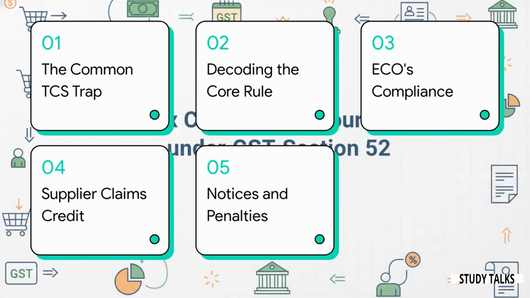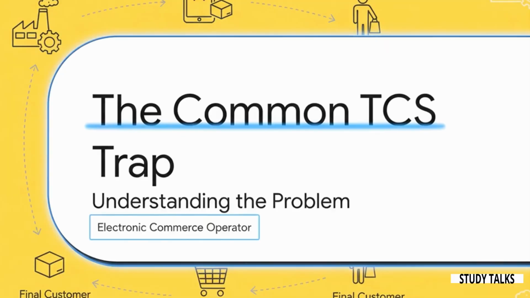So here's our game plan, our 5-step roadmap to completely untangle this whole concept. We'll start with that common trap. Then we'll decode the main rule in Section 52. After that, we'll run through the ECO's compliance checklist, see how the supplier actually gets their credit back, and finally, cover the notices and penalties involved. Let's jump right in. So where does all the confusion come from anyway?